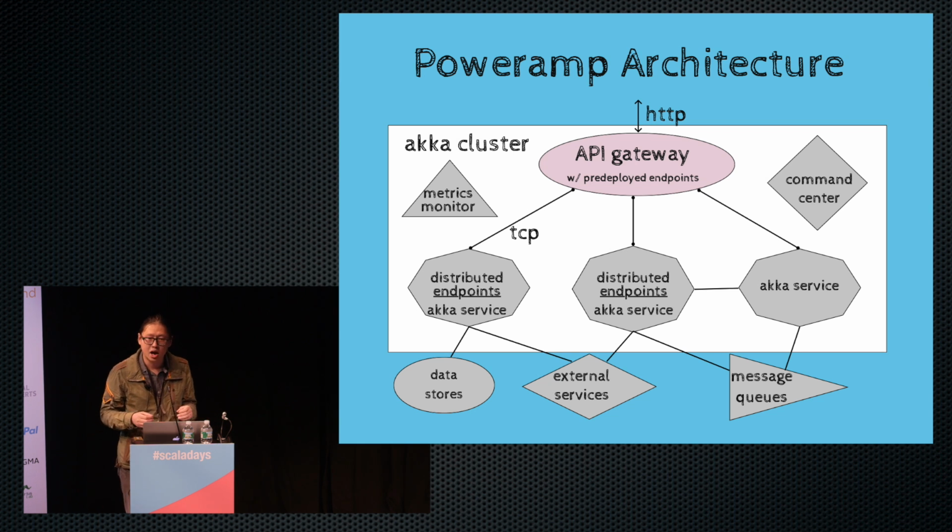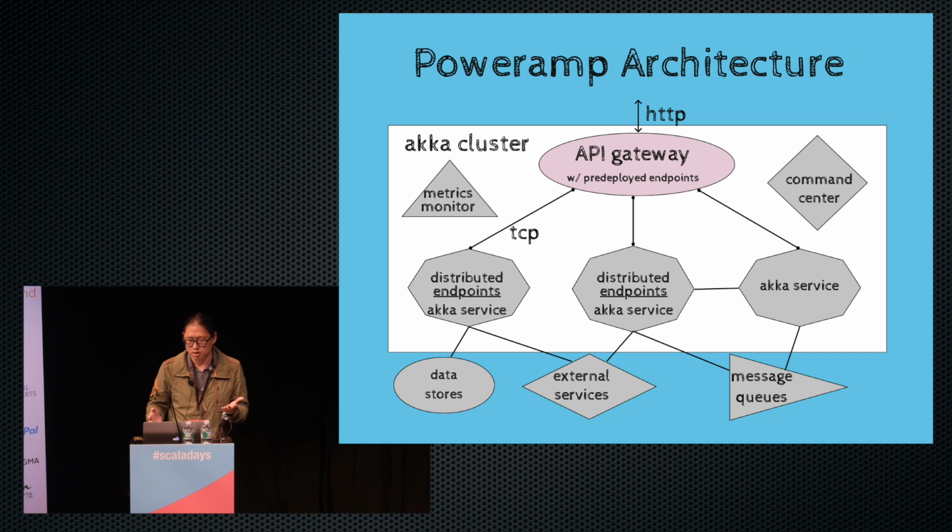All the microservices are actually implemented as Akka apps, as you can see here and here and here. They are microservices that are also deployed into the Akka cluster. So the API gateway can talk to them through Akka protocol, and the microservices themselves can talk to each other through Akka protocol. And then they can talk to data stores, external services, or message queues, which is where the data comes from. So those are outside the Akka cluster.